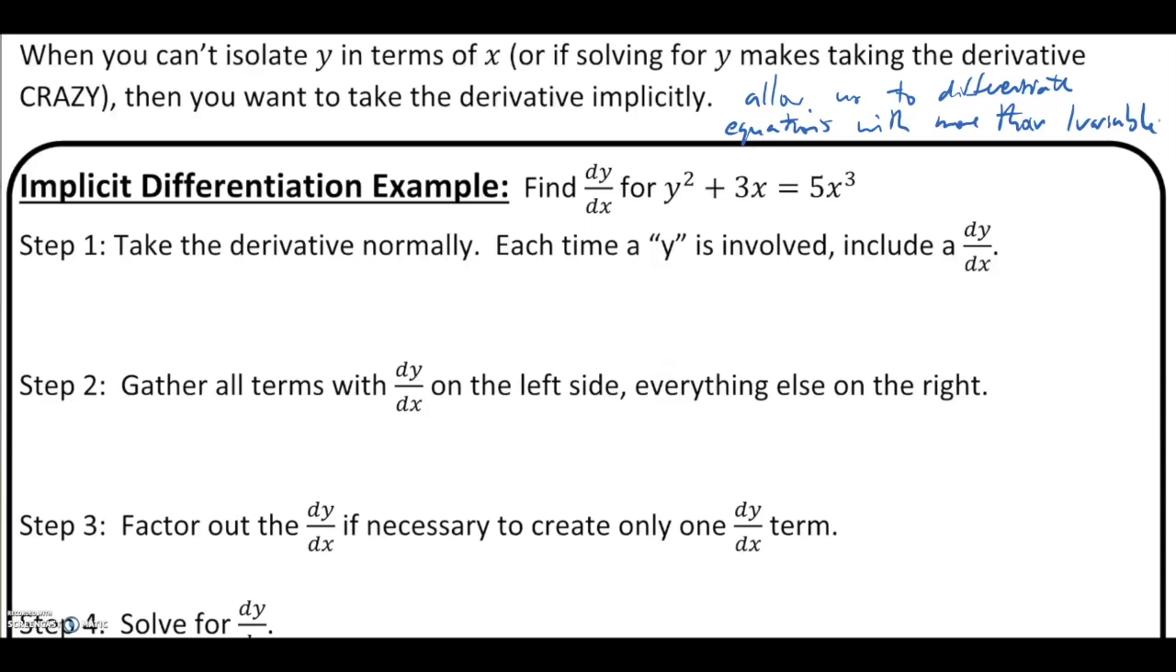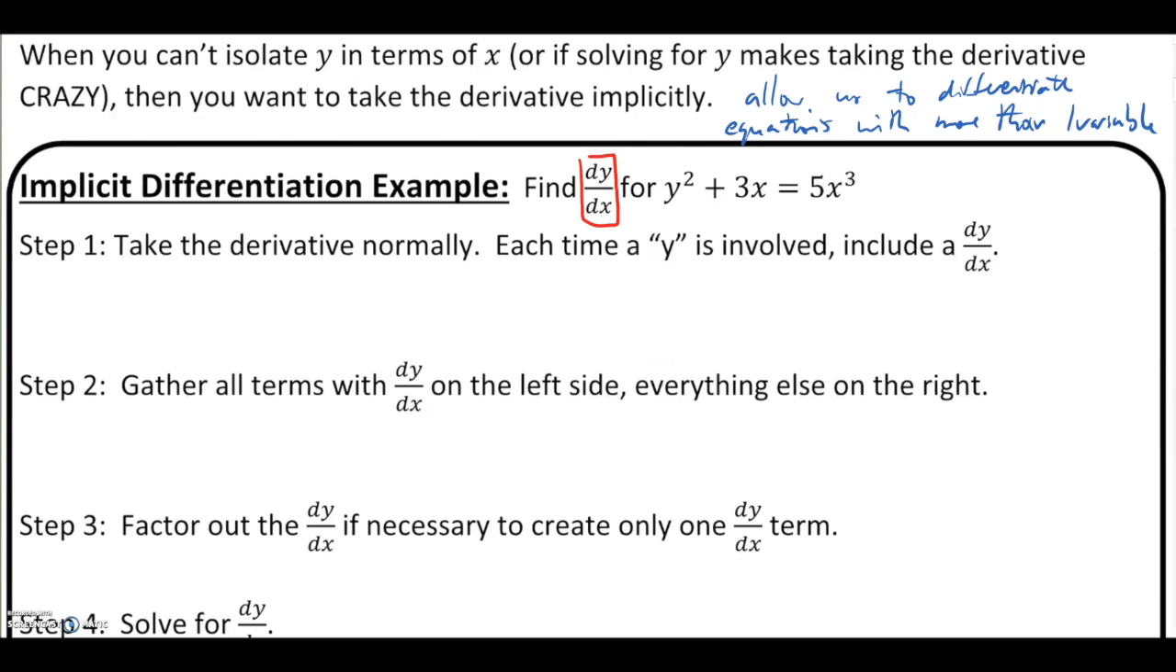So let's put this new concept into play with that equation we just looked at, y squared plus 3x equals 5x cubed. And we're going to find dy dx. Picking out this notation allows us to very clearly say what we're identifying as the dependent variable and the independent variable. Y is dependent in the numerator, and the x is our independent in the denominator.